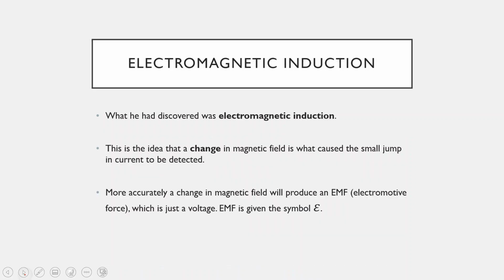So what have we discovered? We've discovered electromagnetic induction, and this is the idea that a change in a magnetic field is what causes a small jump in current to be detected. And we're talking about current in the secondary loop. So it's not just the magnetic field's presence. The presence of a magnetic field is not enough to induce a current. It has to be changing. That's the really important thing that we're trying to get through in this video. A change in a magnetic field is what causes a current to be induced.